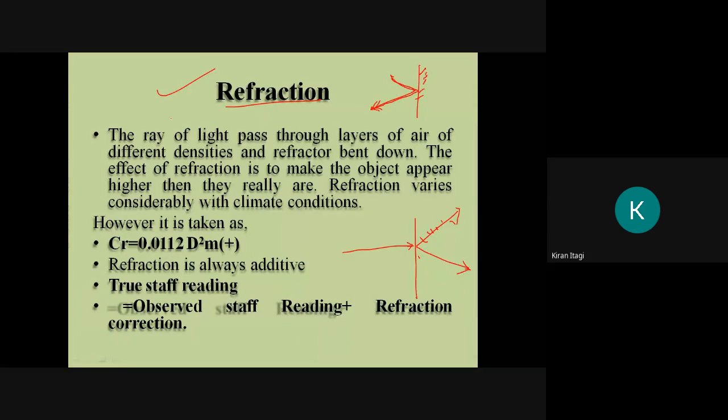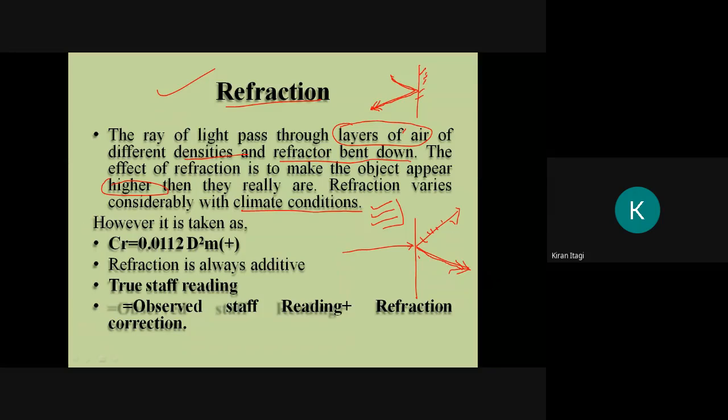Now we will go for refraction. The ray of light passes through layers of air of different densities and is refracted, bent downwards. The effect of refraction is to make objects appear higher than they really are. The refraction varies considerably with the climatic condition. During the rainy season, summer season, and winter season, we have different densities.